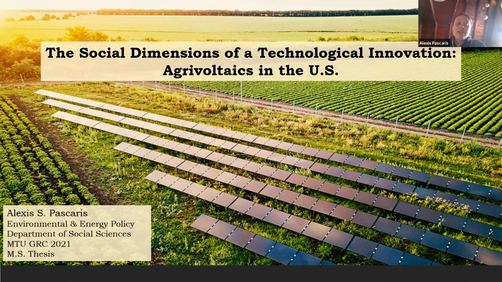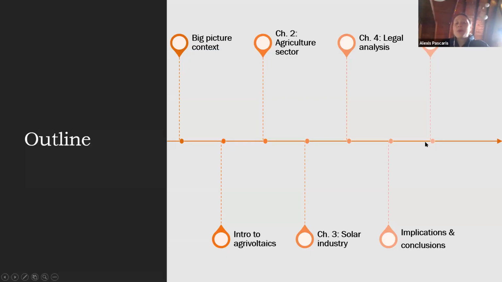I will be presenting my thesis, which is titled The Social Dimensions of a Technological Innovation, Agrovoltaics in the US. Next slide. Here's a roadmap of where we're headed. I'll start by setting the big picture context of my research, and then I'll give you an introduction to agrovoltaic systems. I will present 3 empirical studies, and then we'll have time for questions at the end.